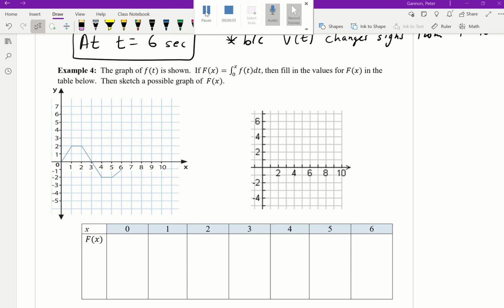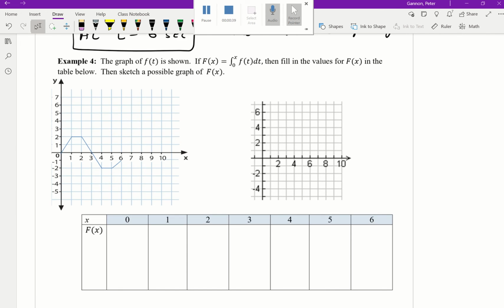All right, so if we're going to take a look at this, this graph over here is f of t. Whenever you're looking at graphs, you want to make sure it's labeled and you know what you're looking at. So that's f of t. So we know that the antiderivative of f is the integral from 0 to x of f of t.